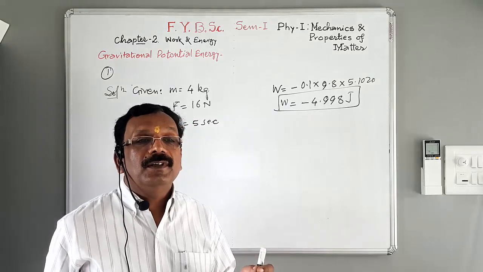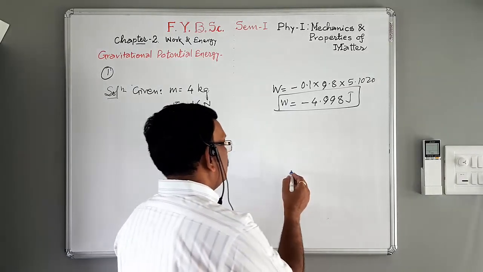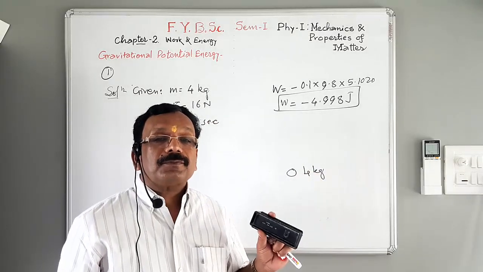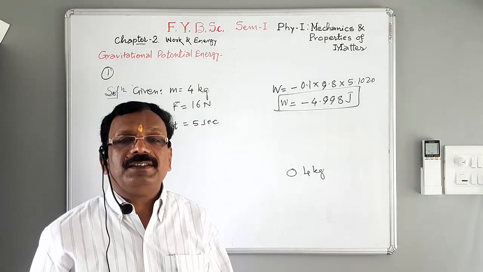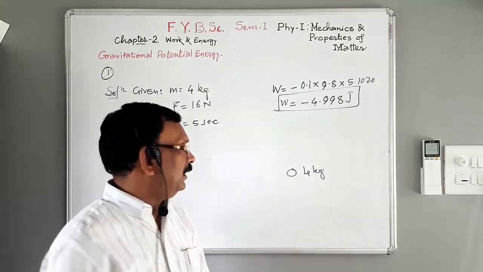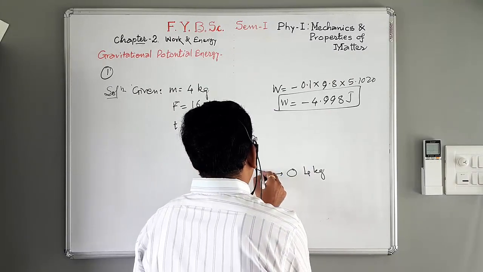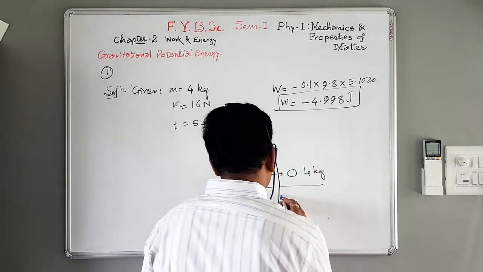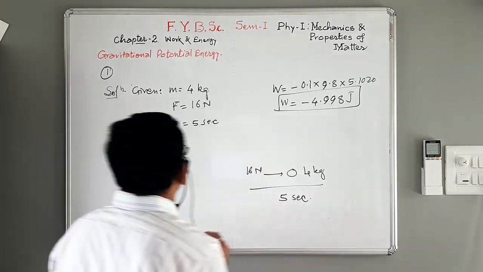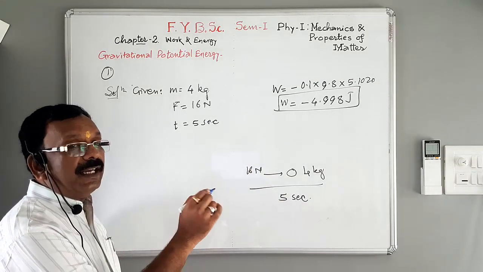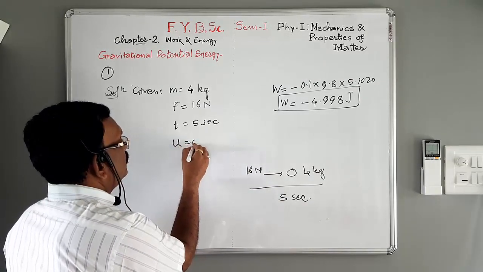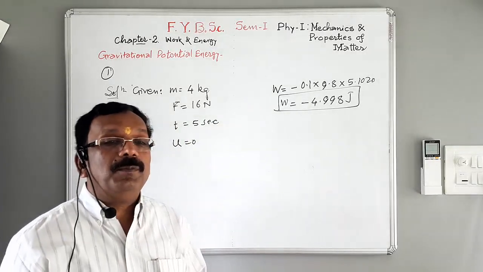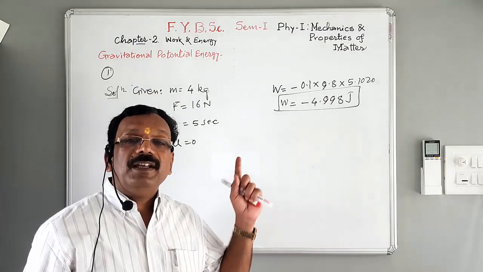There is a body whose mass is 4 kg. Now, when we apply the force of 16 Newton, what will be the kinetic energy of this body at the end of 5 seconds? Since the body is initially at rest, the initial value u is equal to 0. Now, in order to solve this problem, what is the final answer?